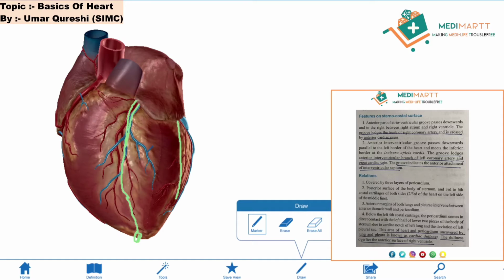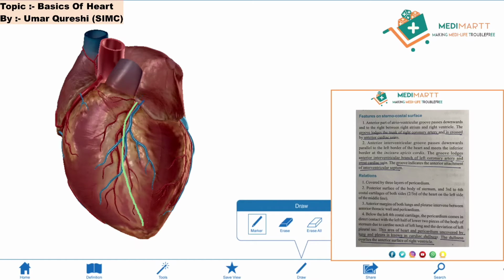Parallel to the left border of the heart, it meets the inferior border at the incisura apicis cordis. This is the inferior border. The groove lodges, this anterior interventricular groove, this groove lodges, meaning the contents of this groove, you can call it that, this groove lodges the anterior interventricular branch of the left coronary artery.